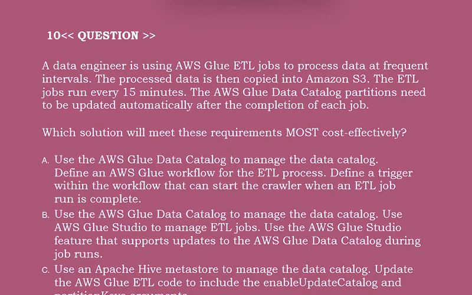Question is a data engineer is using AWS Glue ETL jobs to process data at frequent intervals. The processed data is then copied into Amazon S3. The ETL jobs run every 15 minutes. The AWS Glue data catalog partitions need to be updated automatically after the completion of each job. Which solution will meet these requirements most cost effectively?